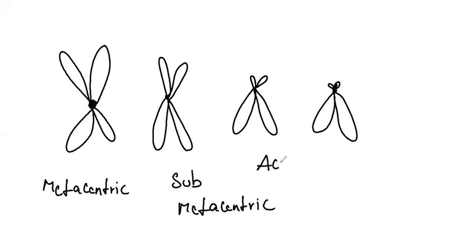This is one chromosome. This is one more. This is metacentric. This is submetacentric. This is acrocentric. This is telocentric. If you see this, we otherwise call it the V chromosome. This is L, this is J and this is I. You can find equal arms, so an equal arm ratio will be there.